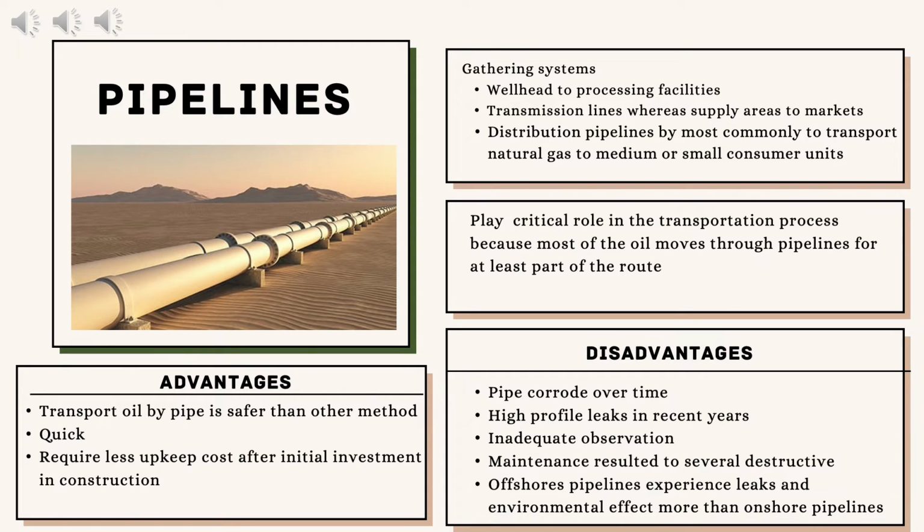Pipeline transportation plays a critical role in the process because after the crude oil is separated from the natural gas, pipeline transports the oil to another carrier or directly to the refinery. Advantages of using pipeline as transportation is that transporting oil by pipe is safer than other methods. Pipeline transportation is quick and requires less upkeep cost after initial investment in the construction.